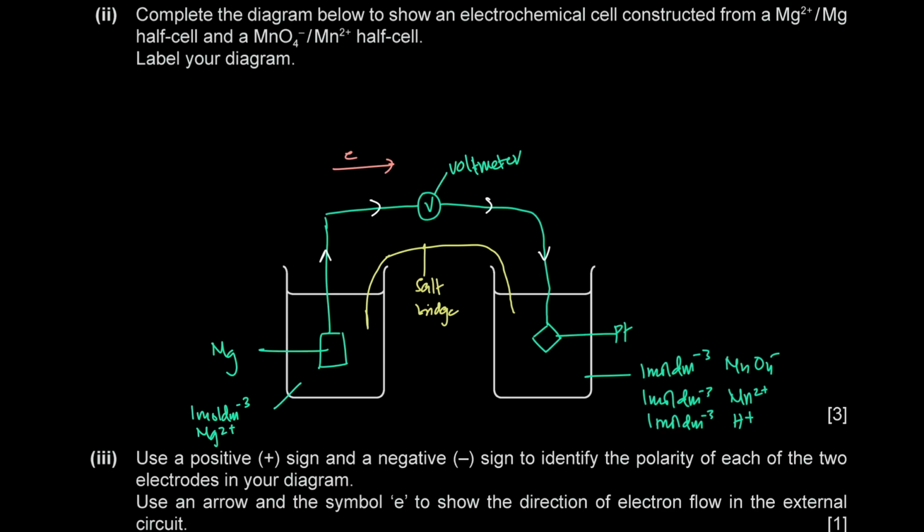So what that means is this magnesium half cell, this electrode over here, is the negative electrode, and this electrode here is the positive electrode. In a voltaic cell, electrons flow from the negative terminal to the positive terminal. So this electrode is the anode, because the magnesium is undergoing oxidation. Oxidation occurs at the anode, and this electrode is the cathode, because the manganate 7 is being reduced here, and reduction occurs at the cathode.